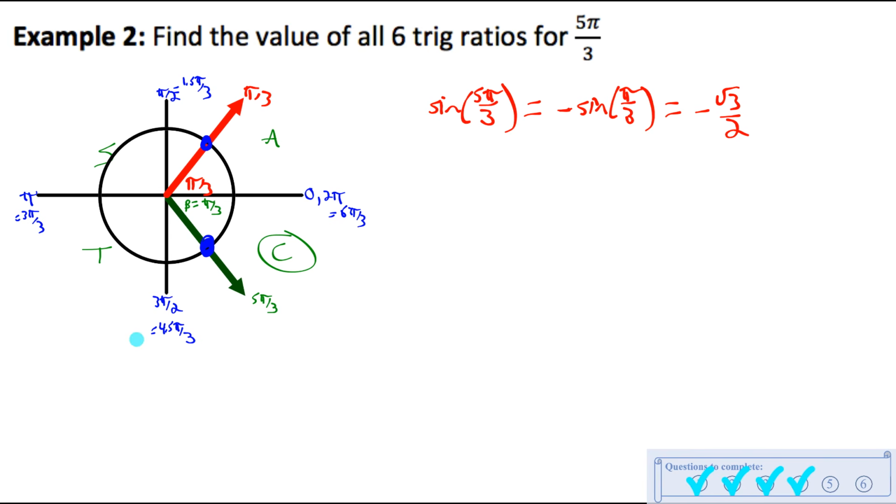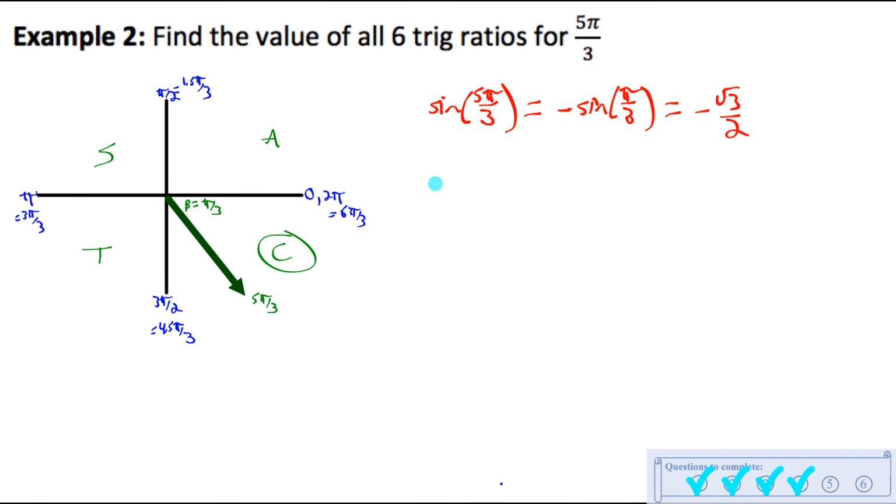Now notice those don't have the same y-coordinates, but they have the same absolute value. This y-coordinate would be root 3 over 2. This y-coordinate would be negative root 3 over 2. So because I know they have the same absolute value but opposite signs, I can just multiply one of them by negative 1, and then they're equivalent. Okay, let's get back to actually calculating the 6 ratios.